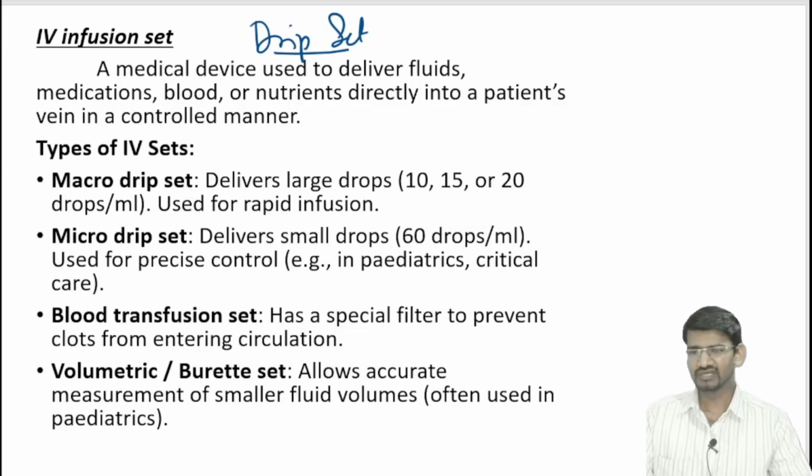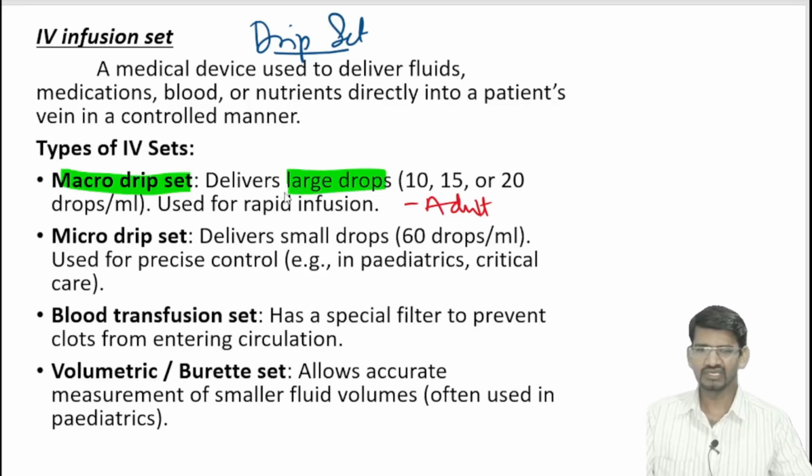In that, the first one is a macro drip set. The macro drip set is used for adults, especially in the case of adults. Macro stands for larger, so it delivers the fluid in larger drops, nearly 10, 15, 20 drops per ml. If the drip set delivers 10 drops or 15 drops or 20 drops, it accounts for 1 ml. This we call the drop factor.